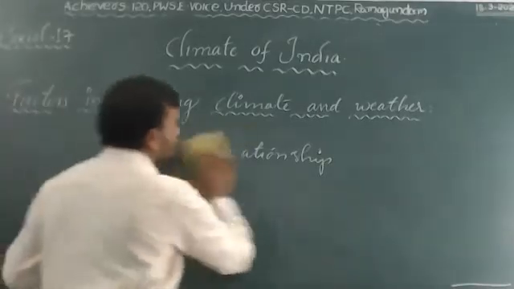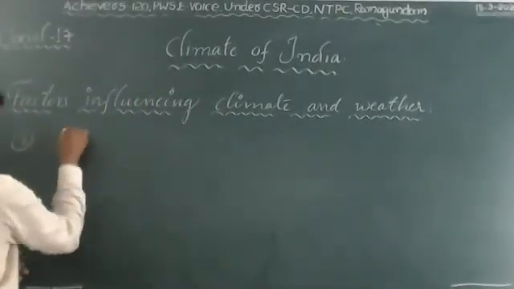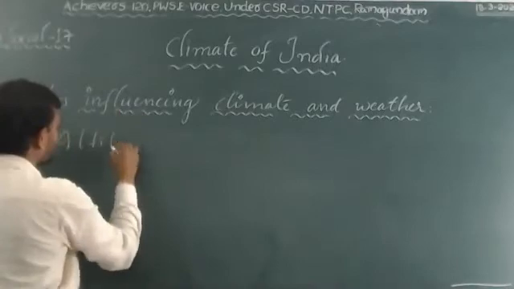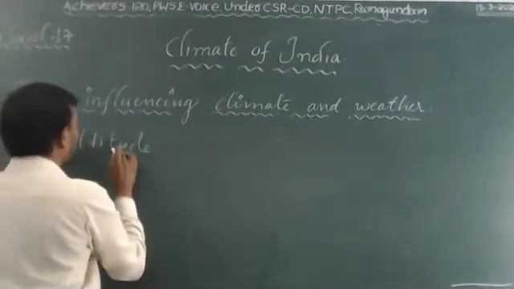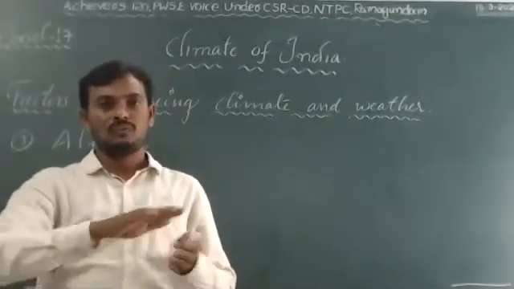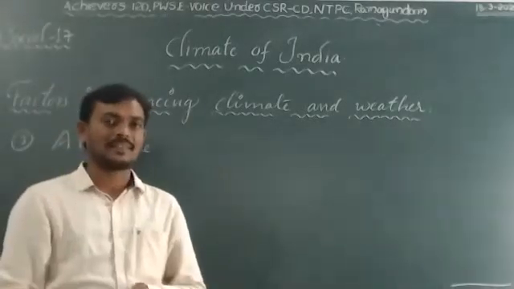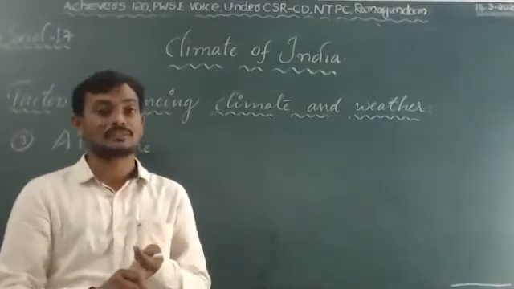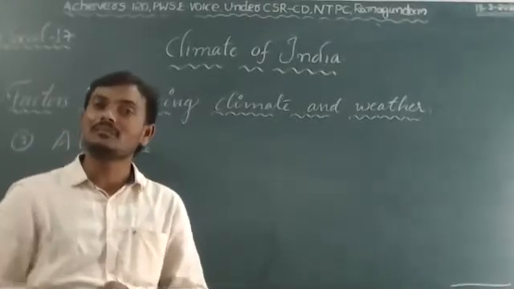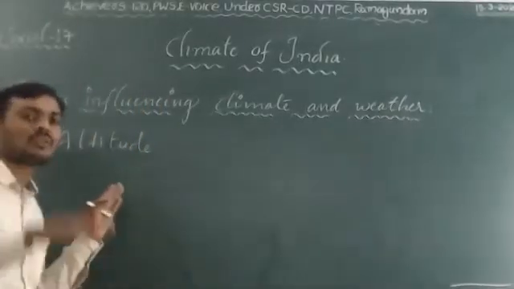Next, coming to the third factor, altitude. What does altitude mean? Nothing but height from the sea level. Generally, we measure the physical features or relief features from the sea level only, for example plateaus, plains or mountain ranges. How do we measure the height? From the mean sea level, which we call MSL. So here, altitude means height from the sea level.